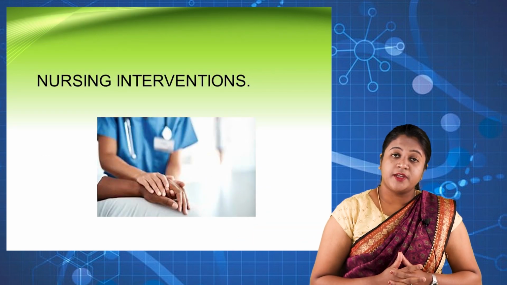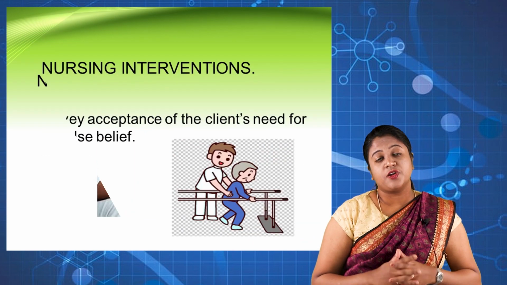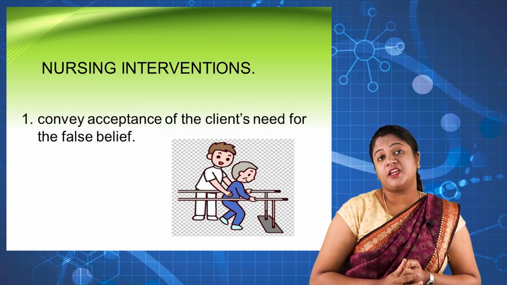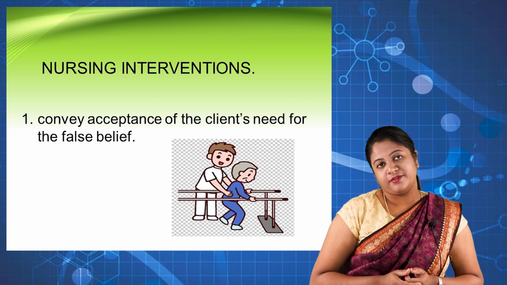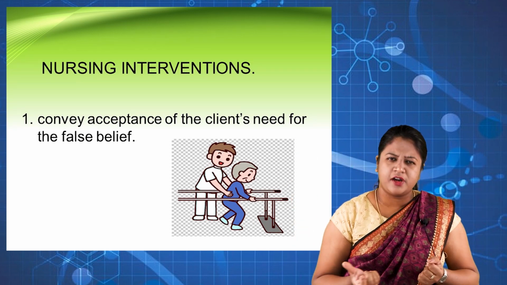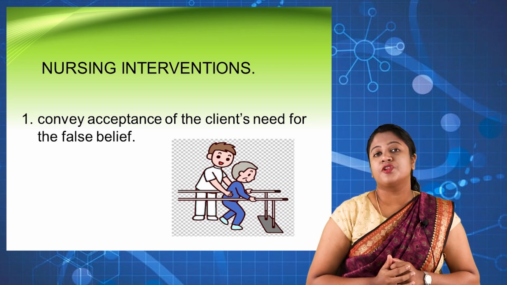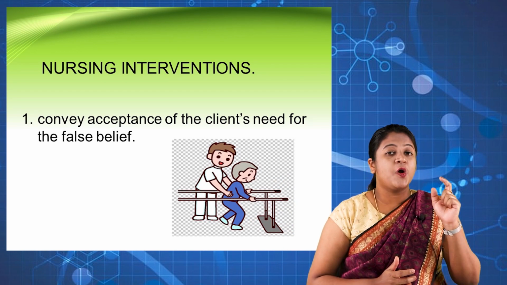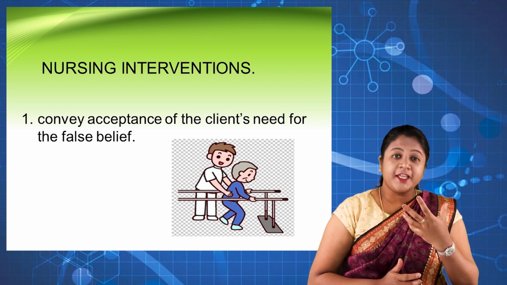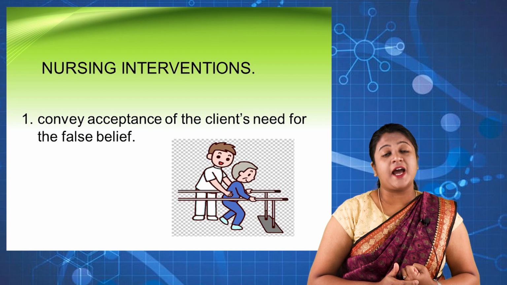What are the nursing interventions for this? The first thing is you have to convey to the client the acceptance of the client's need for the false belief. Yes, the client is saying that he is a god or a goddess. You know that it is delusion of grandiosity, but you should also be able to convey that he is accepted as is.